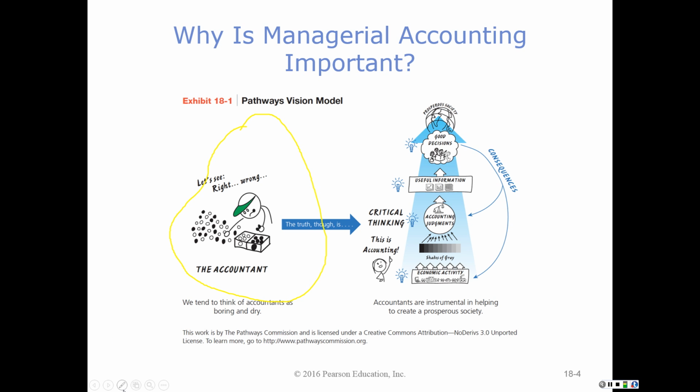And so let's take a look at the second side of this model. If we were to begin and look at what the Pathways Commission and the American Institute of Certified Public Accountants is telling us accounting is really about, we start at the very bottom of this.